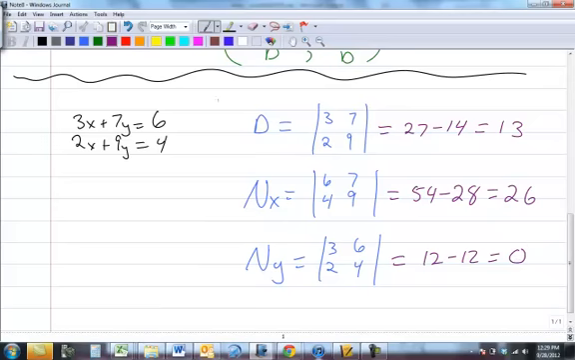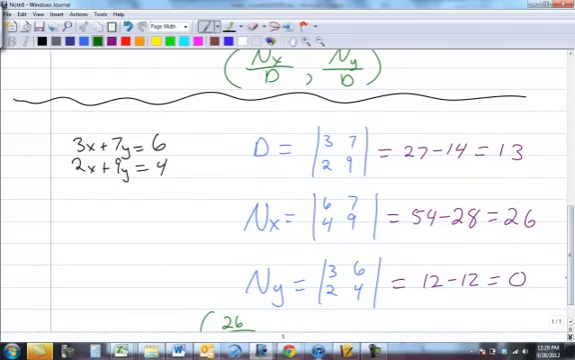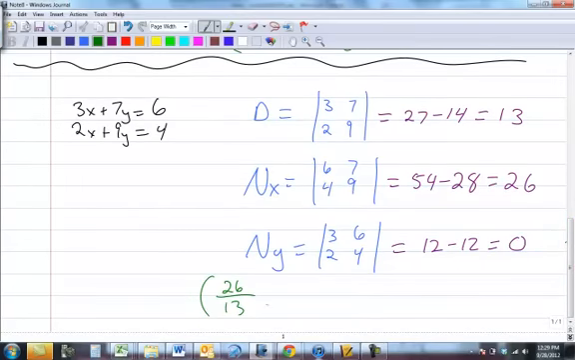Okay, so we found these 3 determinants. So now we need to find the solution to this system. The solution is, now you take your N sub x, 26, over D, 13. Remember, N sub x divided by D and N sub y divided by D. So 26 divided by 13 and 0 divided by 13. Now this fraction happens to reduce to 2, 0.